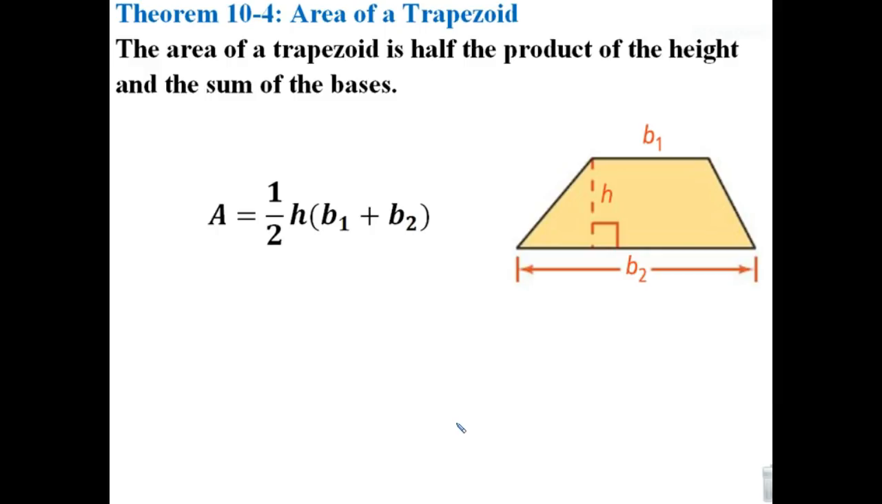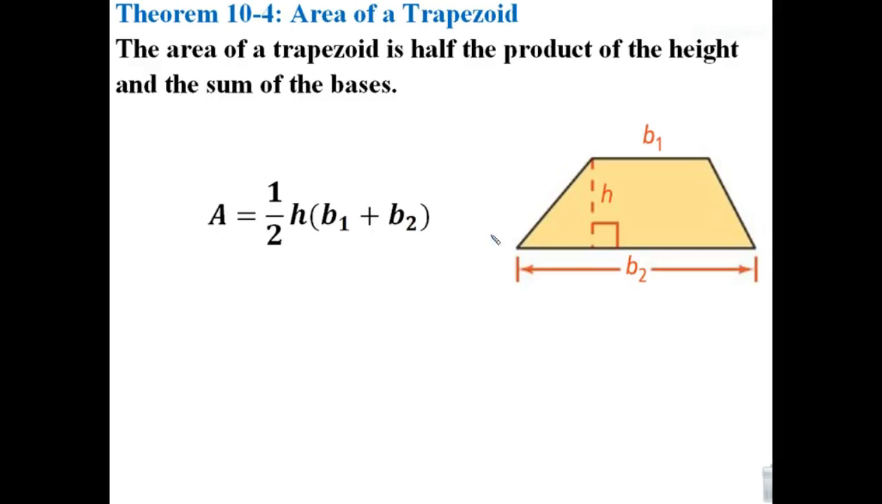So let's start off with the formula for the area of a trapezoid. I'm going to say the area of a trapezoid is half the product of the height and the sum of its bases. So 1/2 times height times, in parentheses, b1 plus b2.